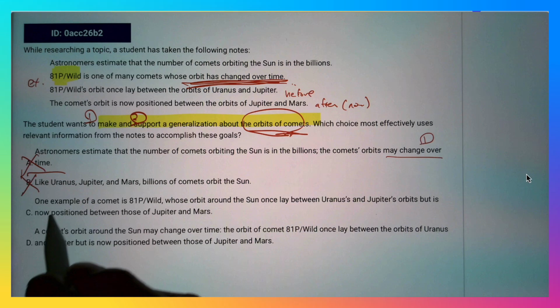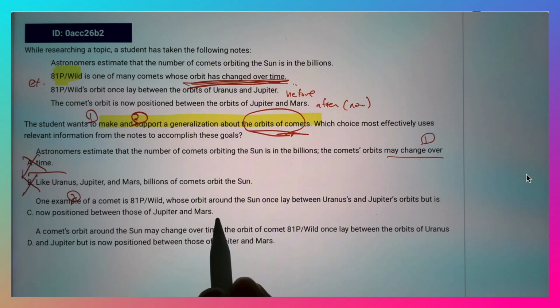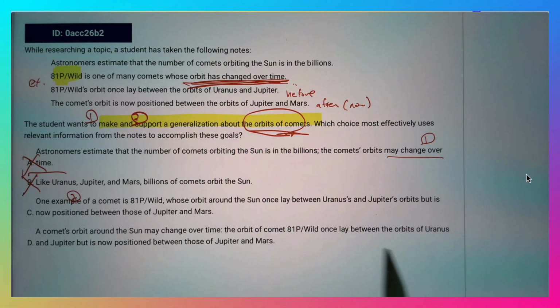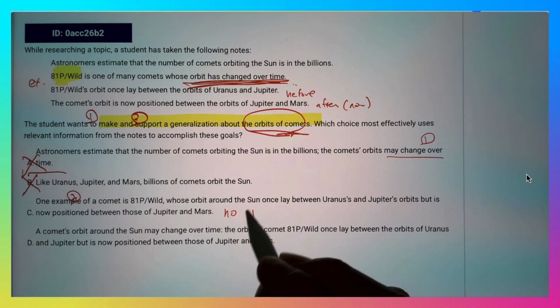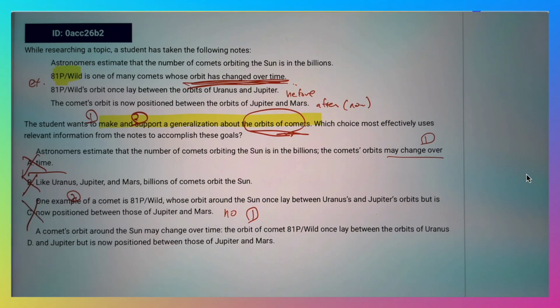Choice C, one example of comet is the 81P Wild. So they give us the example here, whose orbit around the sun once lay between the Uranus. Okay, everything about detail, but nothing about making a generalization. So C is out.